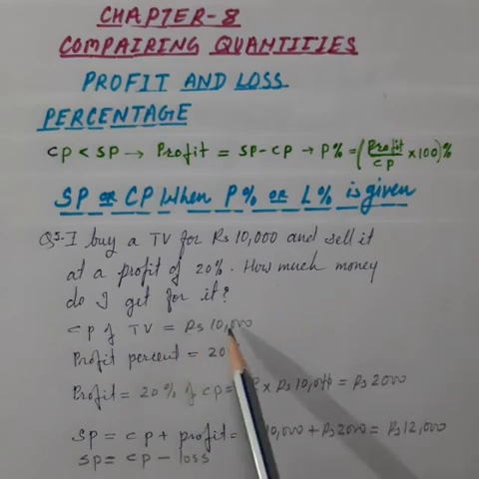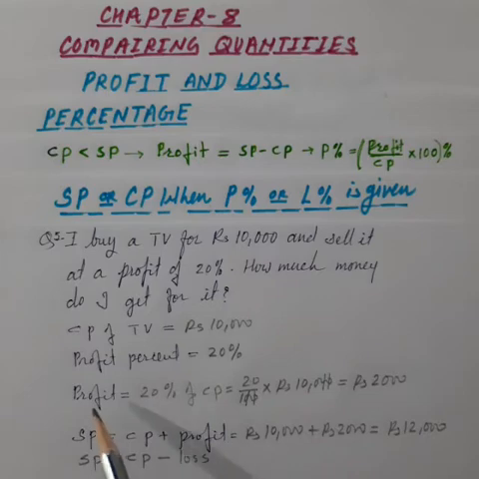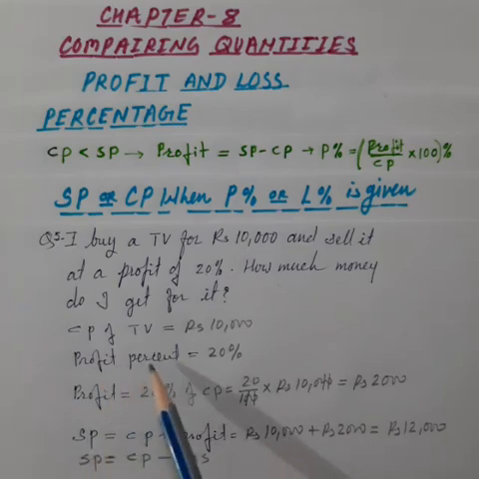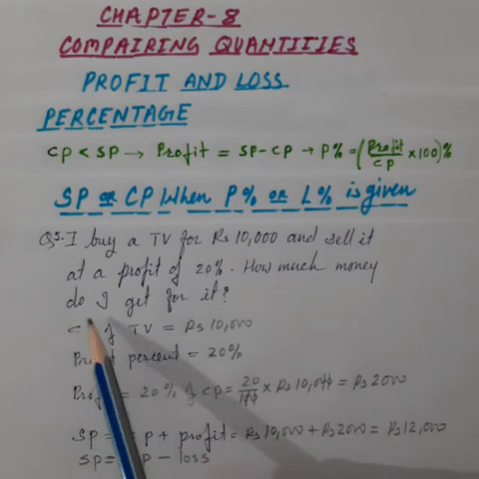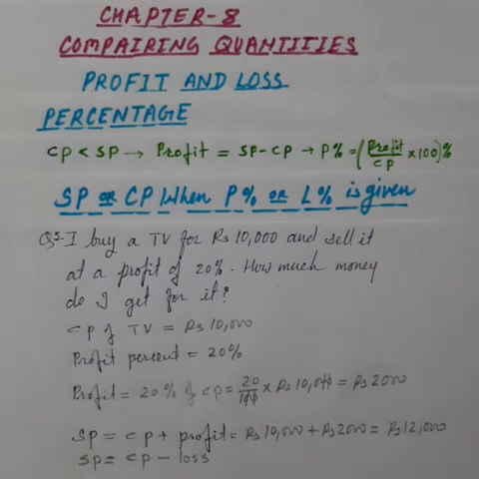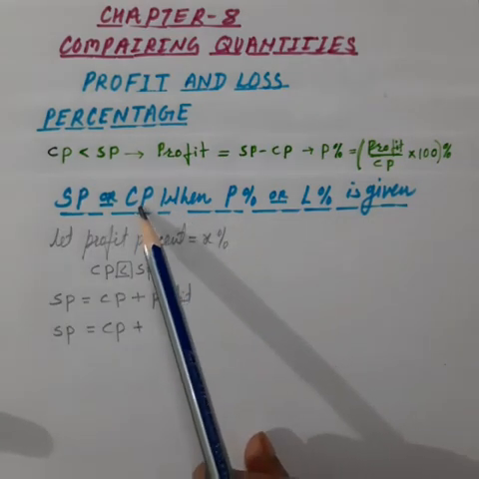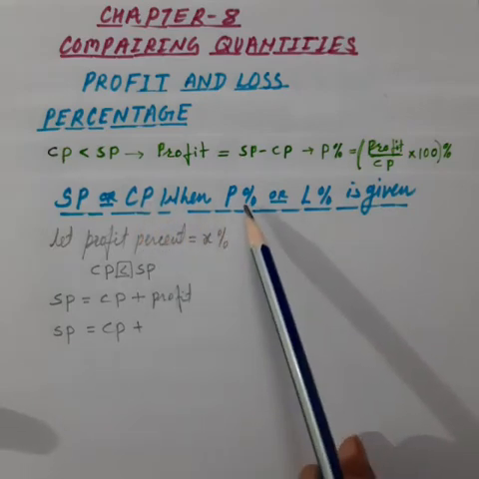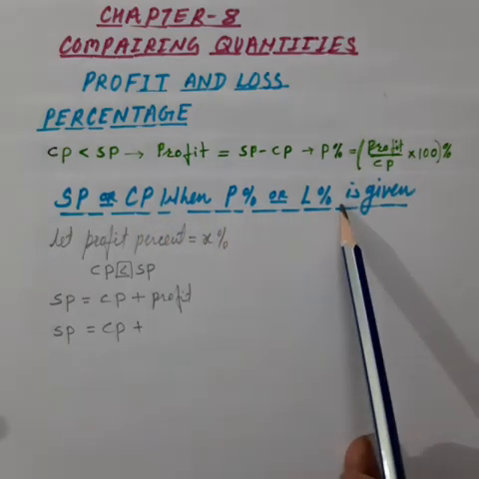When cost price is given and a profit percent or loss percent is given, we can find out the profit or loss on the cost price. And by adding profit to the cost price or subtracting loss from the cost price, we can find out the selling price. But when selling price is given and a profit or loss percent is given, how do we find the cost price? Let us prepare a formula for finding the cost price when profit percent or loss percent is given.